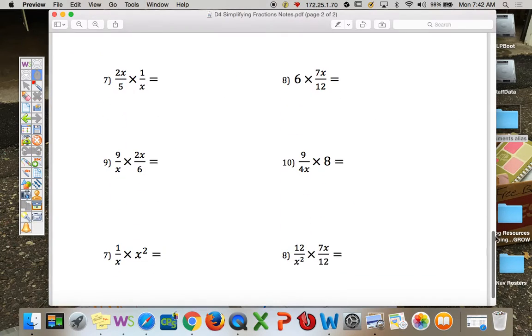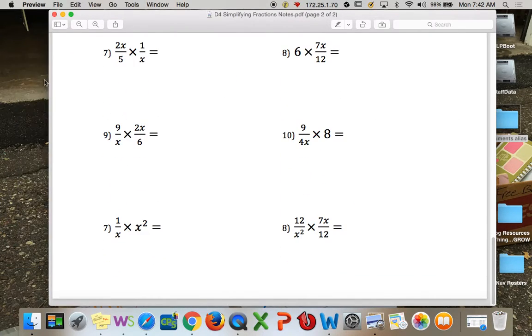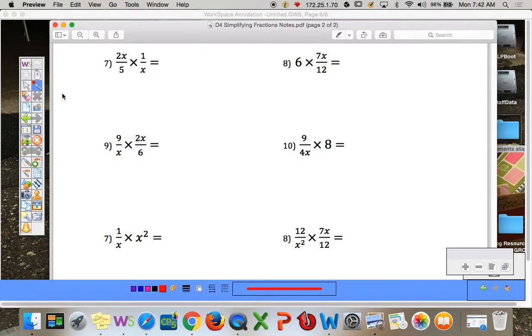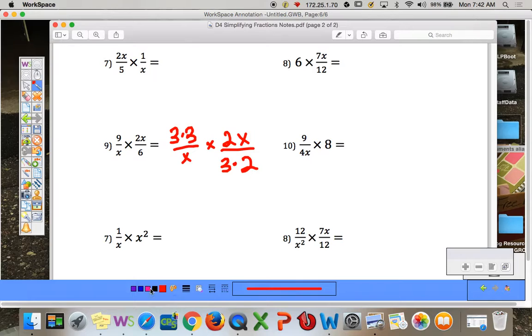Okay, let's try a few more. We're just simplifying fractions here. Here we have a 9. I can write a 9 as a 3 times a 3 over x, times a 2 times x over 6, which is the same as 3 times 2. Cancel anything that's the same on the top and the bottom. The x's can go, the 2's can go, the 3's can go, so this is the same as 3 over 1, or 3.